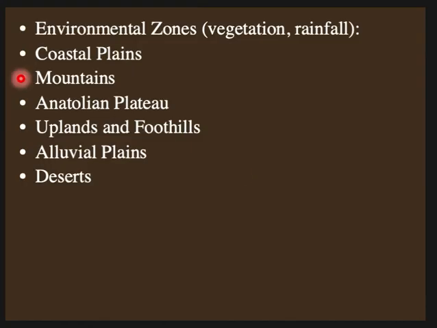Okay, let's look at some of the environmental zones. We could classify them in terms of coastal areas, mountains, and plateaus, right? Very high altitude areas like the Anatolian Plateau, uplands and foothills like the Fertile Crescent, alluvial plains near rivers like the Tigris and Euphrates, and deserts. So let's look a little bit with some pictures what these areas are like.